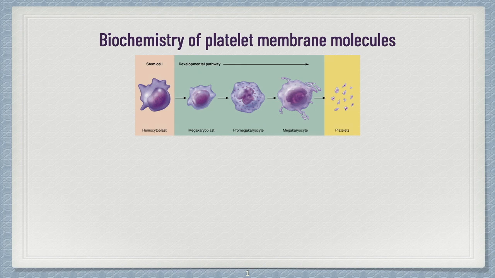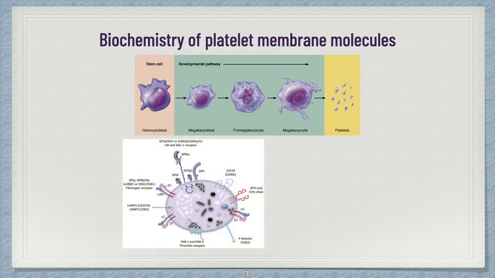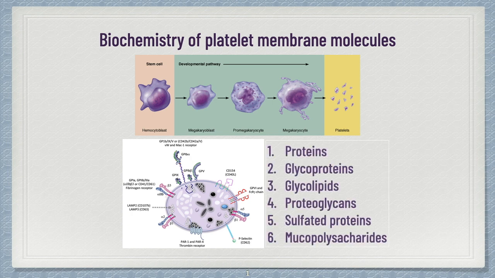Platelets are derived from megakaryocytes and play roles in a variety of biological functions, and the most well-known is forming clots to stop bleeding. Platelets perform these functions through multiple ligand receptor interactions involving various membrane molecules including proteins, glycoproteins, glycolipids, proteoglycans, sulfurated proteins, and mucopolysaccharides. Among those, glycoproteins are about 50% of all contents.